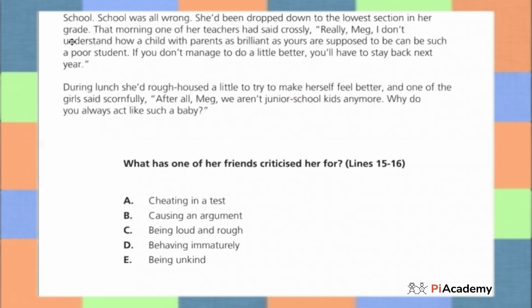Thank you. Okay, so we have a question. What has one of her friends criticised her for? Lines 15 to 16. Cheating in a test, causing an argument, being loud and rough, behaving immaturely, being unkind. Give you a couple of minutes. If everyone can ensure that they are on mute, please.